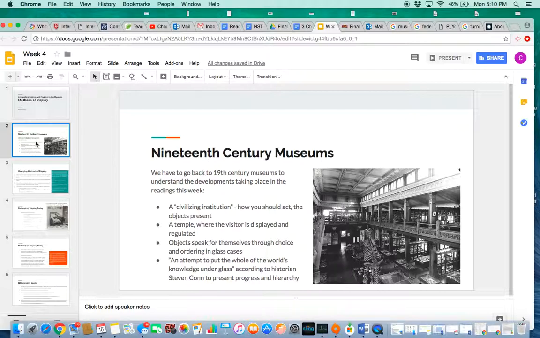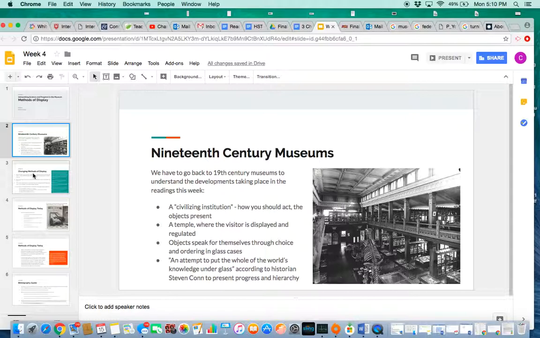chosen to be there. And the understanding was at the time that if you could put all of the world's knowledge under these glass cases and arrange them in a certain way, they would speak for themselves and you would understand the progress of civilization in the ways in which they were ordered. So it was a very ordered, hierarchical presentation, which aligned with the ideas of civilization and progress and hierarchy that we established in earlier weeks. So this is what's being established at the time.